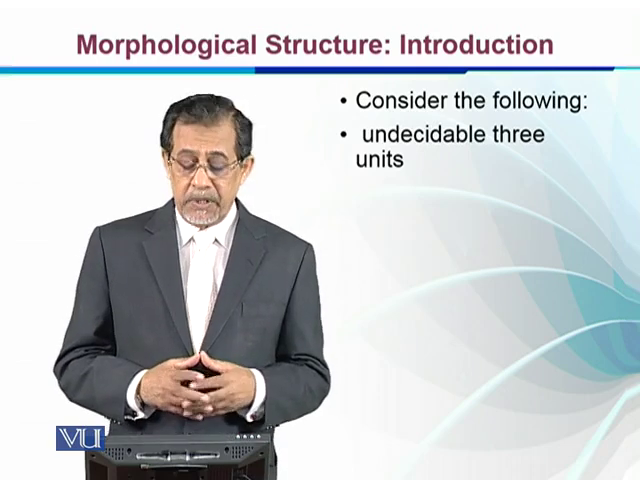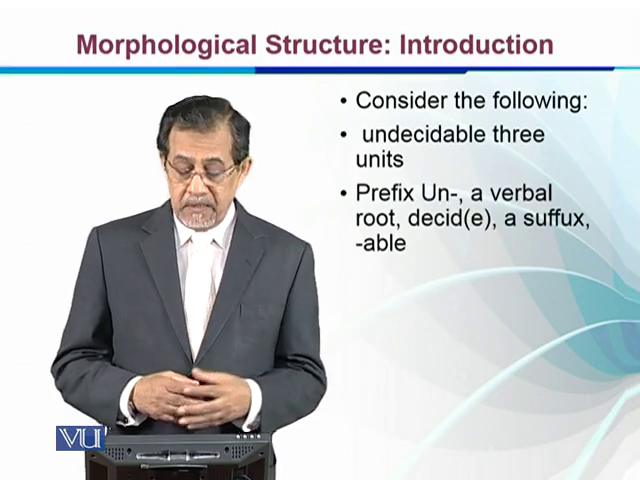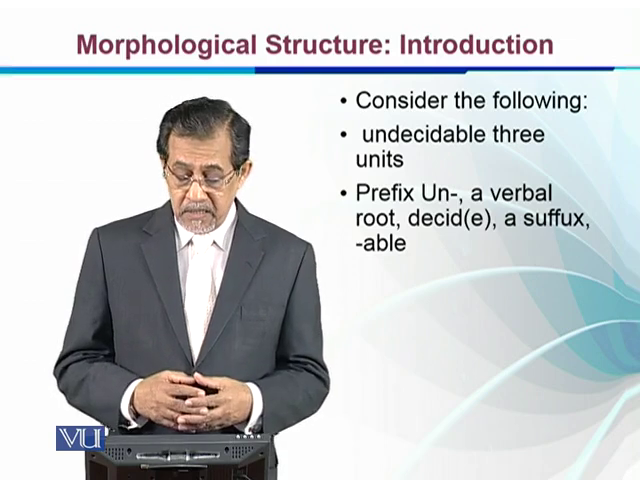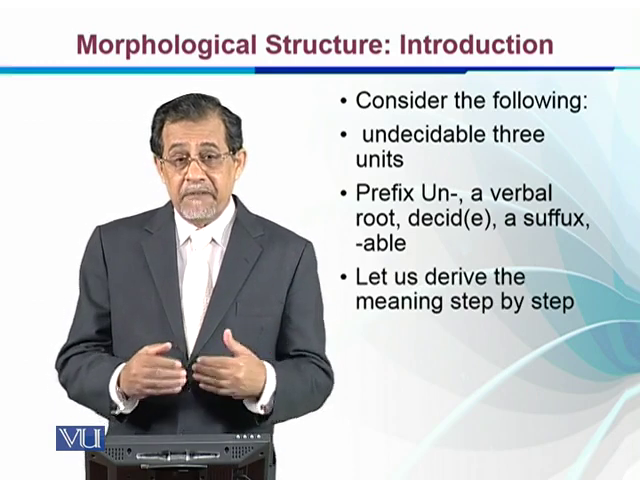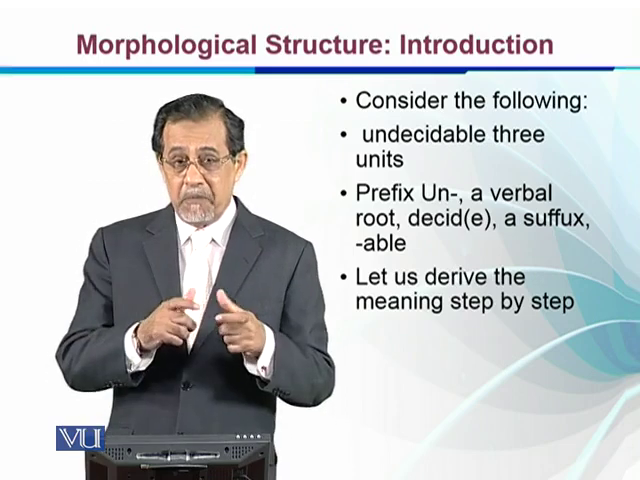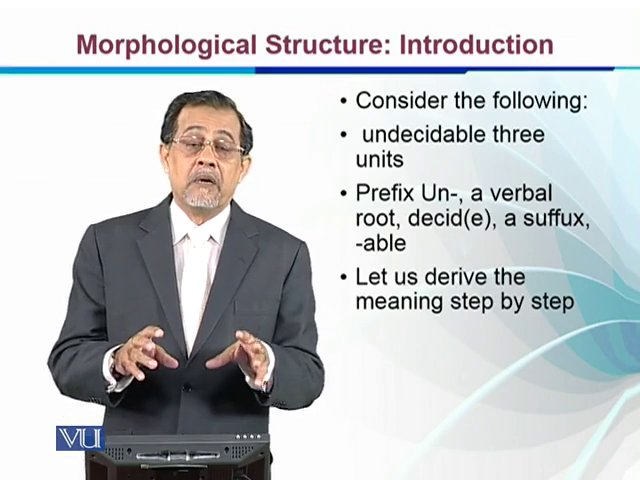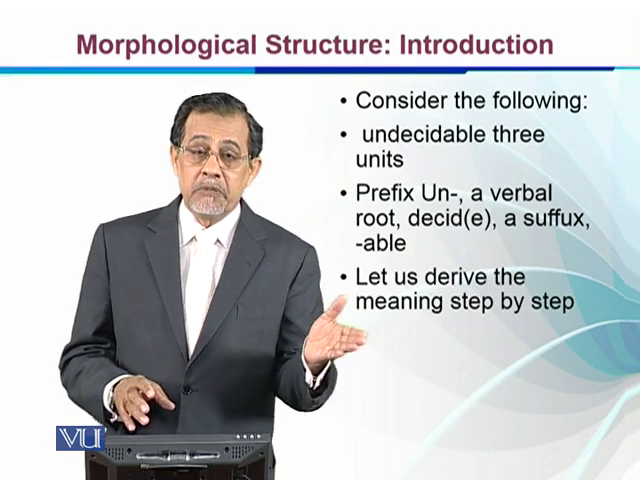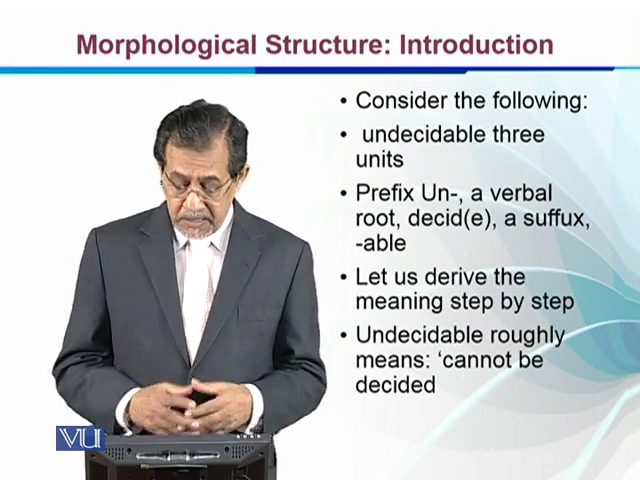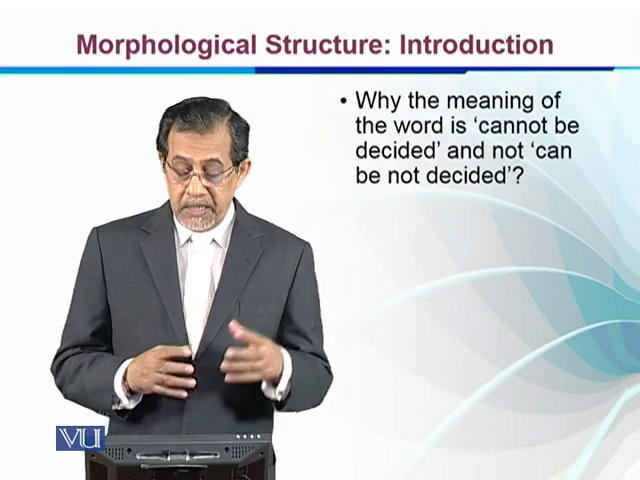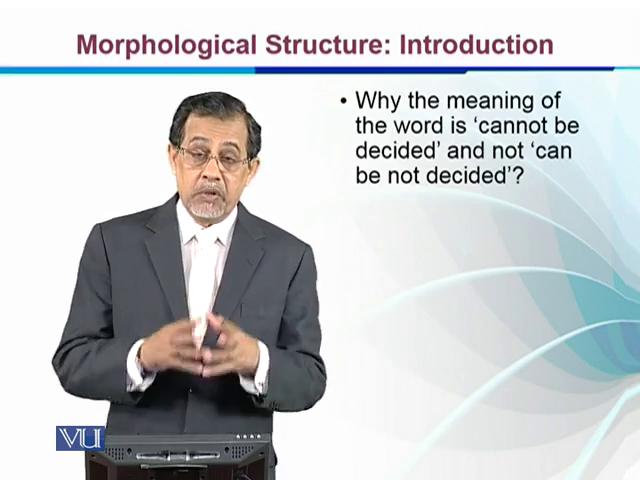Let's consider the word undecidable. It has 3 units: the prefix un, a verbal root decide, and a suffix able. Right? Now let's derive its meaning step by step, how different morphemes were attached to it, whether it was a prefix or a suffix. Undecidable roughly means cannot be decided. Why is the meaning of the word cannot be decided, not can be not decided? So here is a difference.